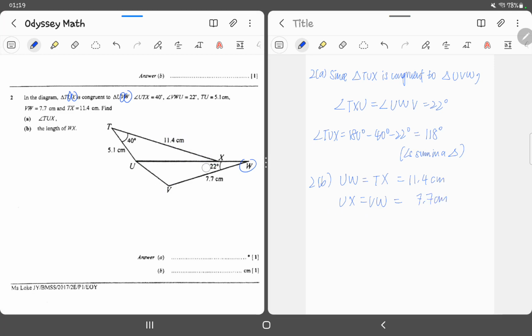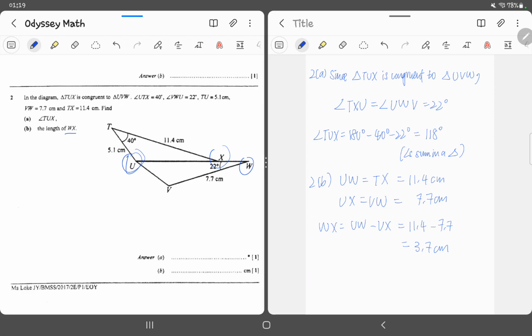So earlier I have mentioned to find the length WX, I simply take UW minus UX. So WX equals UW minus UX, which in this case is actually 11.4 minus 7.7. So that gives me 3.7 cm for the length of WX, and we are done with this question. So pretty much it's just you being able to identify that this question is on congruency, because very apparently the question already tells you that two triangles here are congruent.